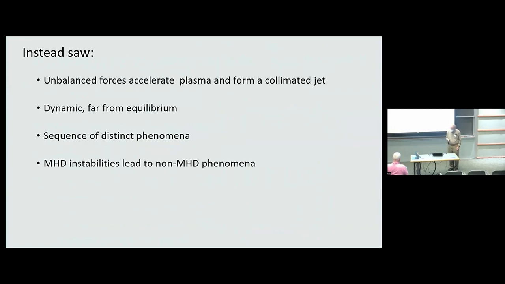So the experiment didn't see the expected MHD turbulence at all. We weren't seeing this Taylor relaxation. Instead, we saw that there were unbalanced forces that accelerated the plasma and formed a very collimated jet. So it wasn't homogeneous, it was very specifically localized, and it was very dynamic and far from equilibrium. And over the years, we realized there was a sequence of very distinct phenomena. We've been studying these and following them. And we saw 2 different types of MHD instabilities, and then they would lead to non-MHD phenomena and instabilities.